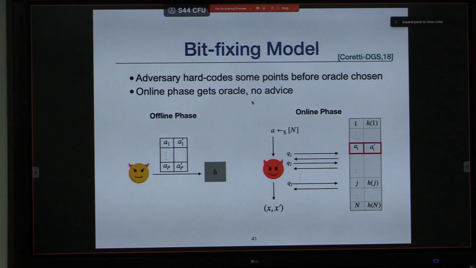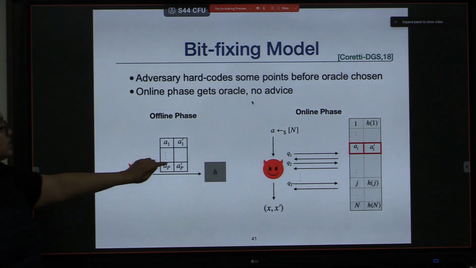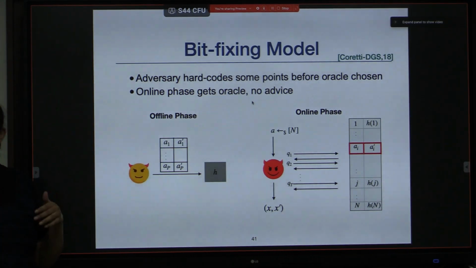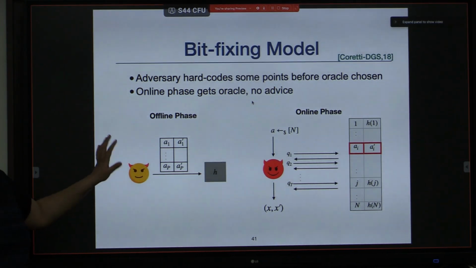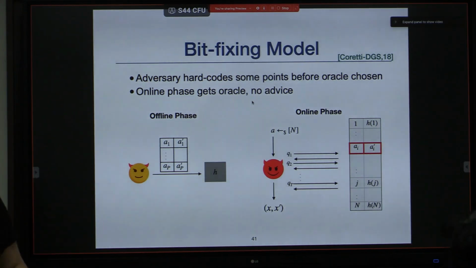So again, in the offline case it's fixing these P points. In the online case it will get a challenge and it will get to make T queries to this compression function, which respects the P points that the adversary had fixed, and it is required to find a solution.